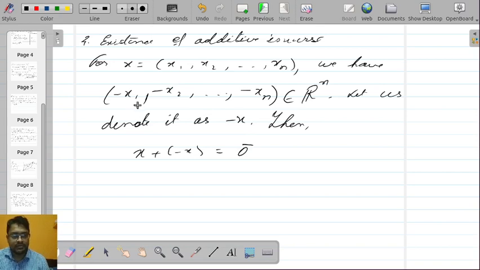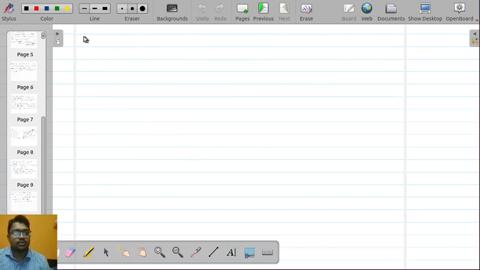x1 plus minus x1 will be 0, x2 plus minus x2 is 0, so each coordinate will become 0. So this is also equal to minus x plus x. So this is the existence of additive inverse. For each element in R to the power n, we have its additive inverse. What is that additive inverse? It is just minus x. Then there are some other properties as well.